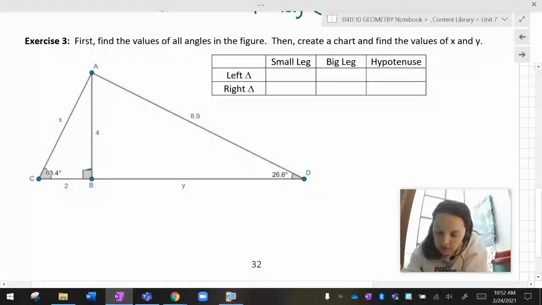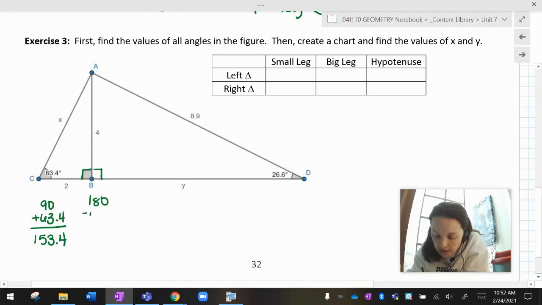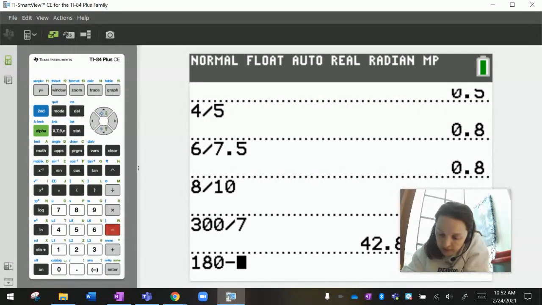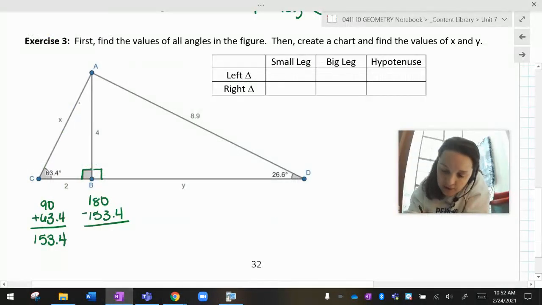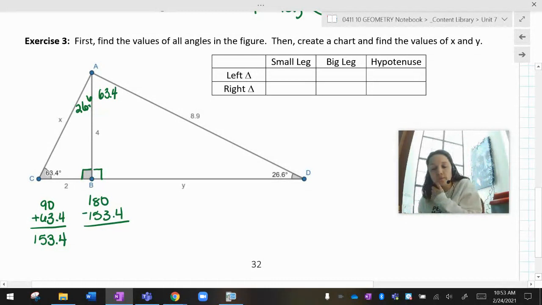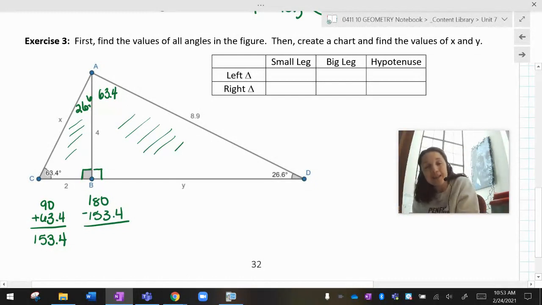All right, fine. If this is 90, then this would be 90 also. And if I do 90 plus 63.4, we're going to get 153.4. 180 minus that is going to be what? 180 minus 153.4 is 26.6. So that's 26.6. And hey, so is this one, which means this guy needs to be 63.4. This triangle on the left and this triangle on the right are similar because they have the exact same angles.